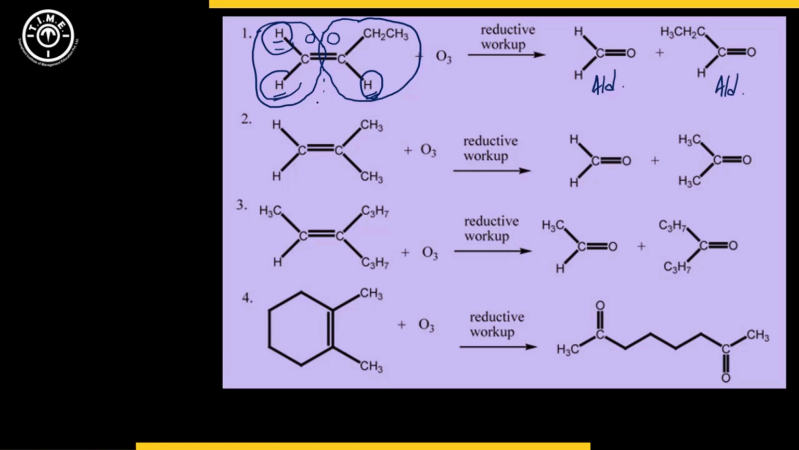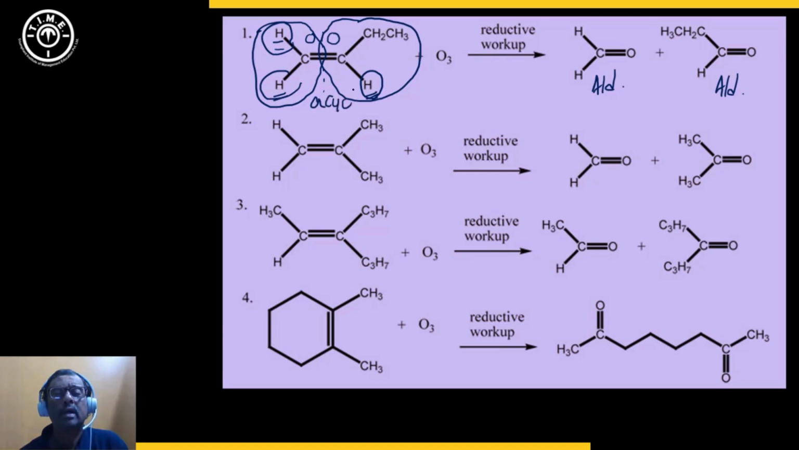Now this is an acyclic hydrocarbon, it's an alkene, it's acyclic, it is not cyclic. If it is acyclic, if it is not cyclic, we get a product for every double bond.